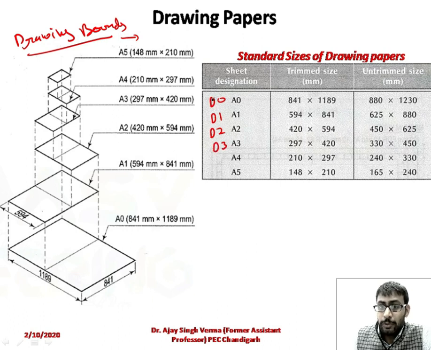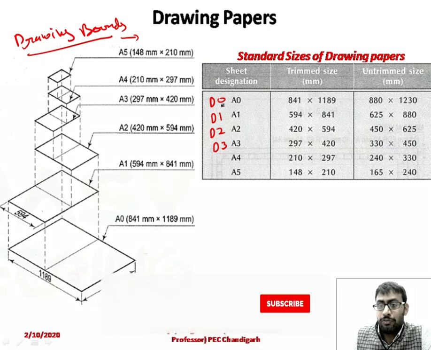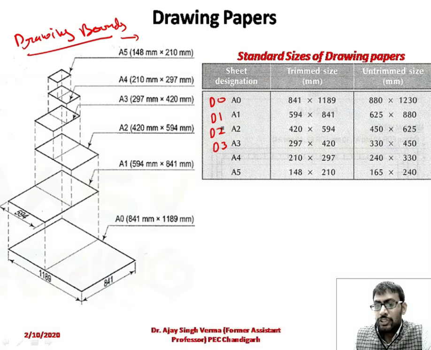And we already discussed these sizes also: D0 has a size of 1000 into 1500 mm, similarly D1 is 1000 into 700, D2 is 700 into 500, and for D3 we will go for 500 into 350. So these dimensions are in mm.